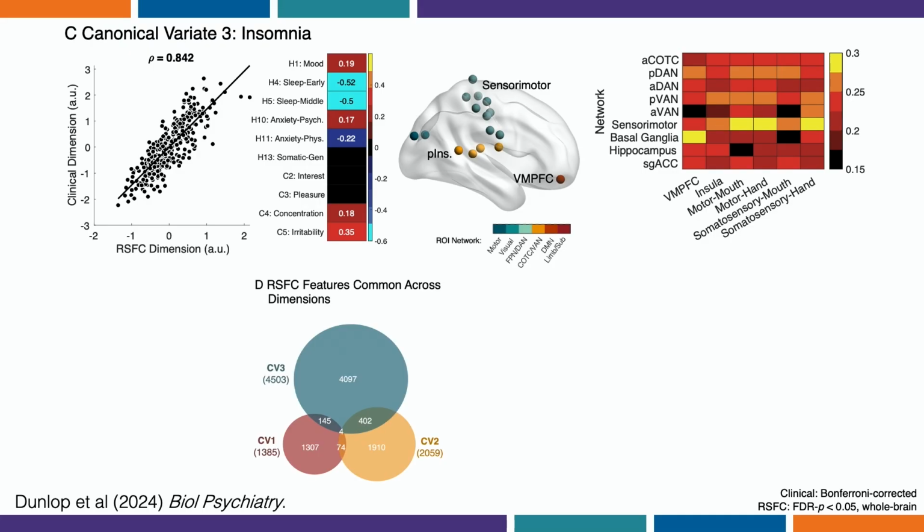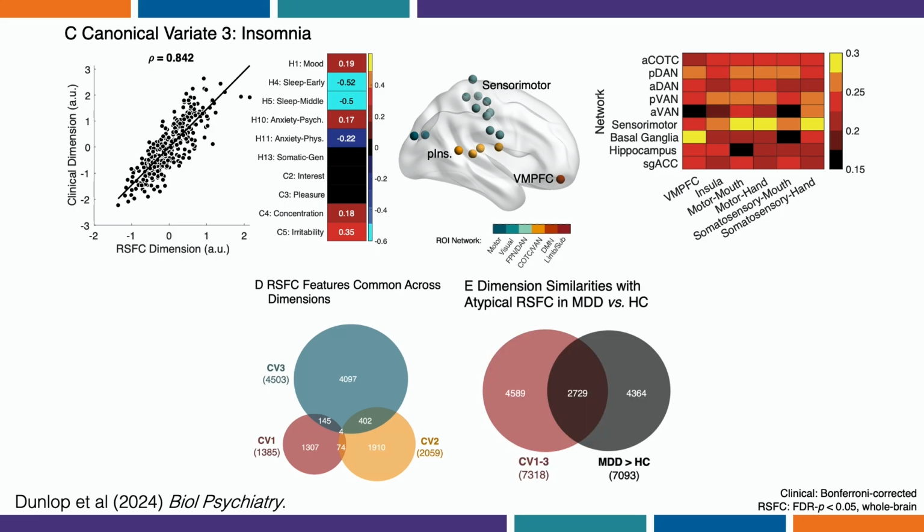Now, the resting state fMRI features that were associated with each of these dimensions were relatively distinct, as you can see by this Venn diagram. And many of them were not atypical if we were to look at atypical resting state functional connectivity features relative to a large sample of healthy controls, indicating that features that predict inter-individual variability in symptoms need not be atypical.